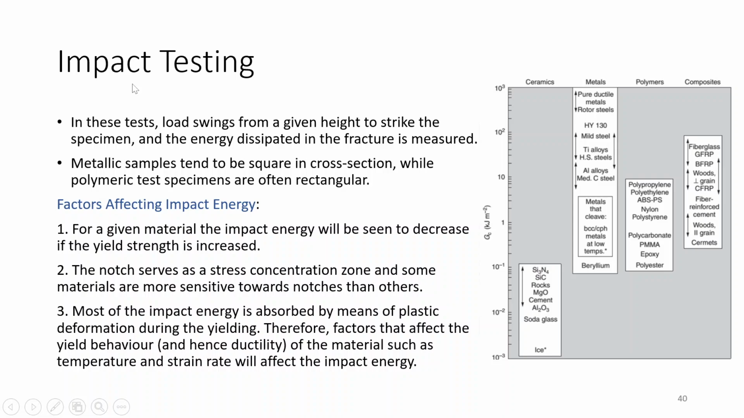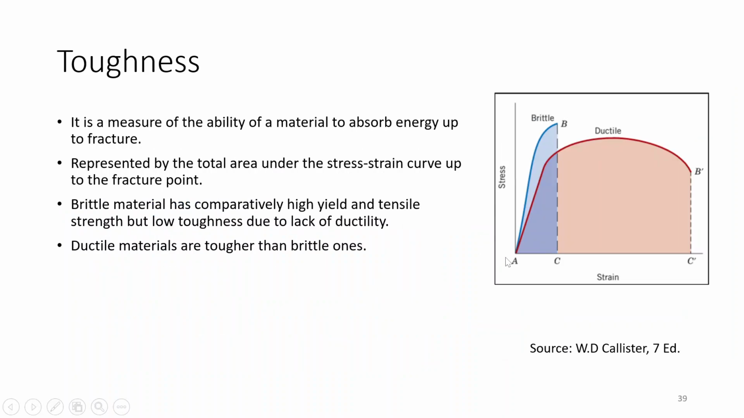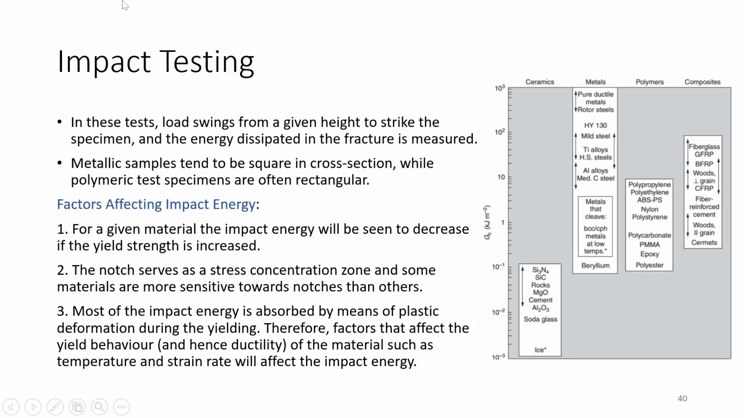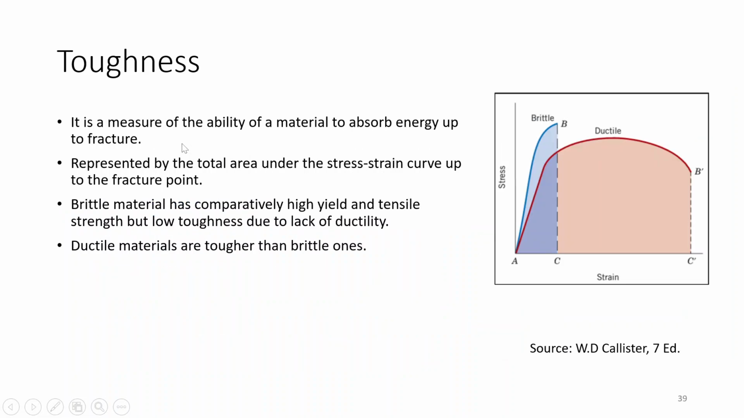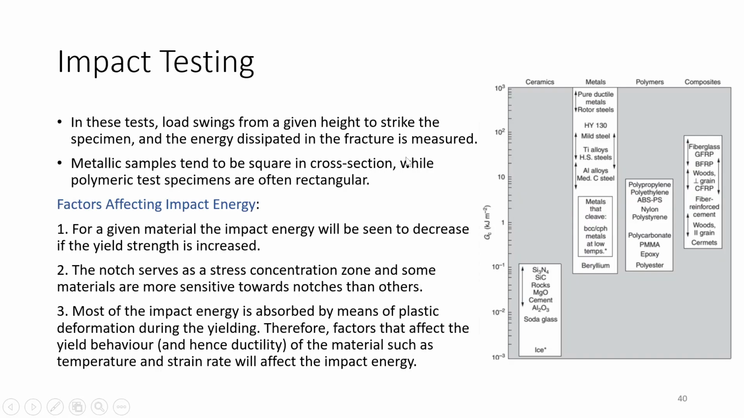In impact testing, the load swings from a given height to strike the specimen, and the energy dissipated in the fracture is measured. Compared to static toughness, where we count the area under the curve, in this case the area under the curve will be very small, because you are swinging the load at a very high rate. In static testing we change the strain rate very slowly. Here the strain rate is very high.